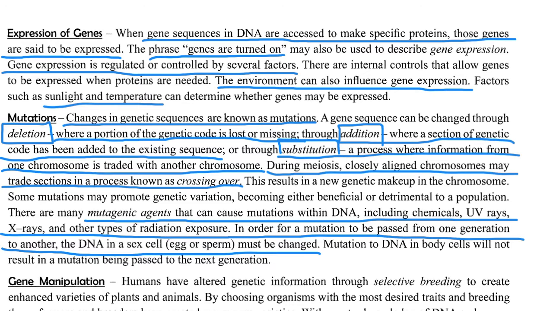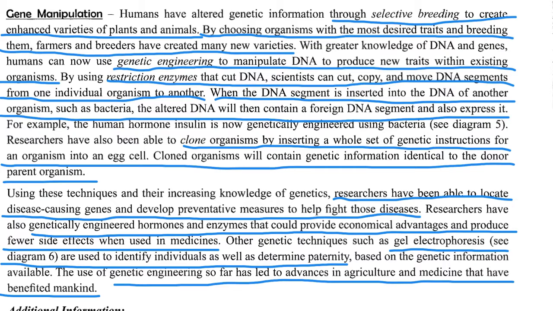radiation exposure. In order for a mutation to be passed from one generation to another, the DNA in a sex cell, egg or sperm, must be changed. Mutation to DNA in body cells will not result in a mutation being passed to the next generation. Gene manipulation. Humans have altered genetic information through selective breeding to create enhanced varieties of plants and animals. By choosing organisms with the most desired traits and breeding them, farmers and breeders have created many new varieties.